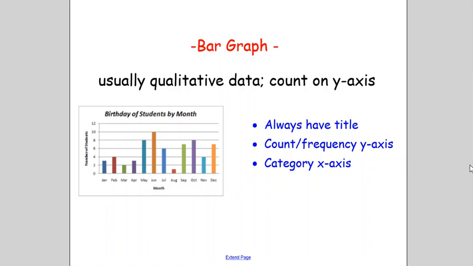You always need to have a title on your graph. So on your quiz, if I ask you to draw a graph, it may or may not say, remember the title, and you just need to do that. The count or the frequency is on the y-axis, and you do actually have to put the numbers there. You can't just say, okay, they're going to know that's 1, 2, 3, 4. And then the categories will go on the x-axis.